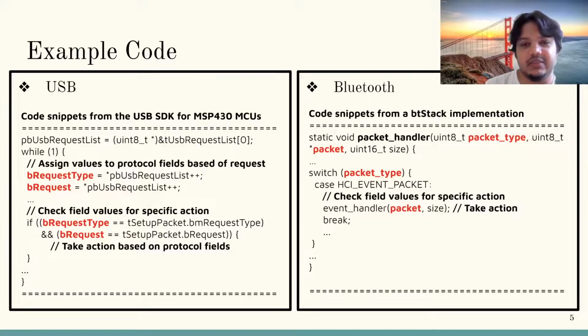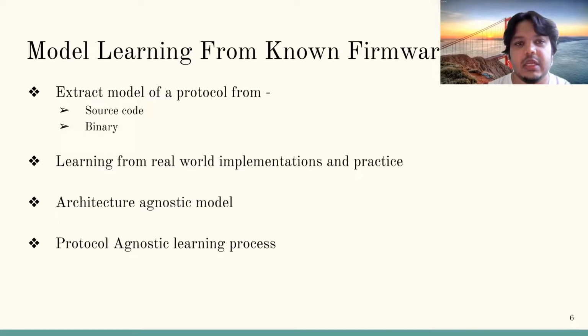So it is very easy. The red marked fields are the protocol relevant fields, and the names correspond to the same names as specified in their corresponding specifications. So you can see it is easy to find out protocol usage from these code examples. Now, we use these examples to learn the model from known firmware.